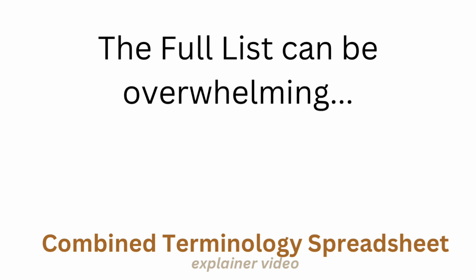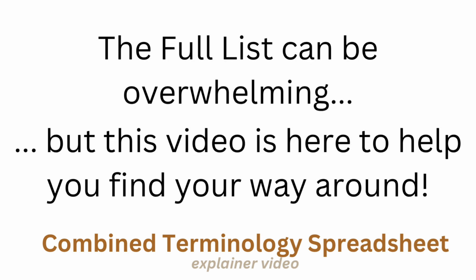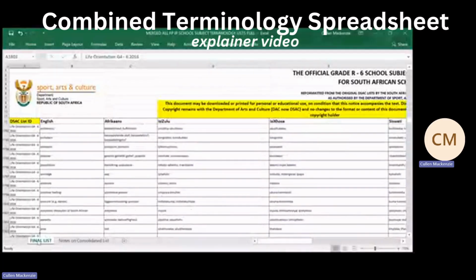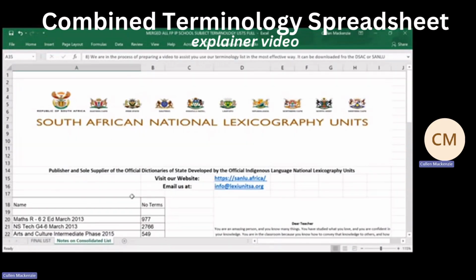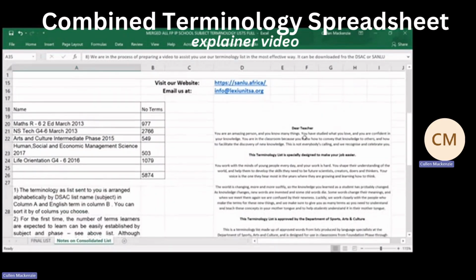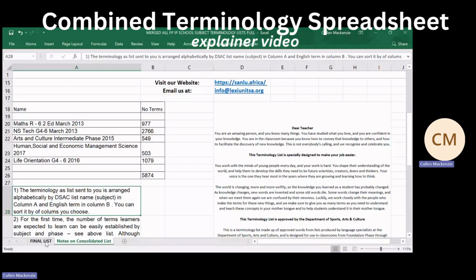The full list can be overwhelming, but this video will help you find your way around and give you some shortcuts for using it. Firstly, you'll see that there are 2 tabs at the bottom of the screen that take you to a different sheet. One labeled Final List and the other labeled Notes. The Notes sheet has a message specially for you, as well as a total of the number of terms per subject area and some key messages about using the spreadsheet. The Final List sheet is where you will be doing most of your searching.